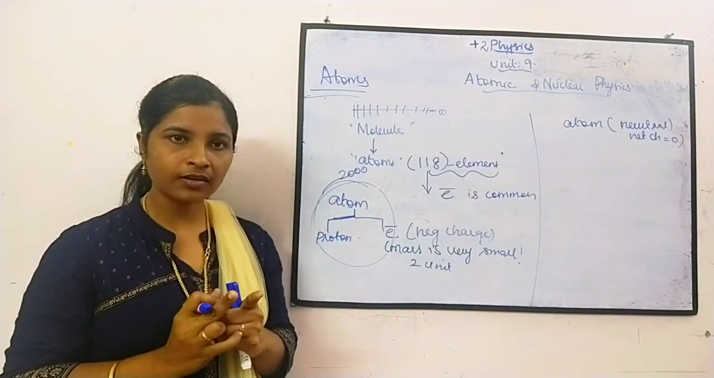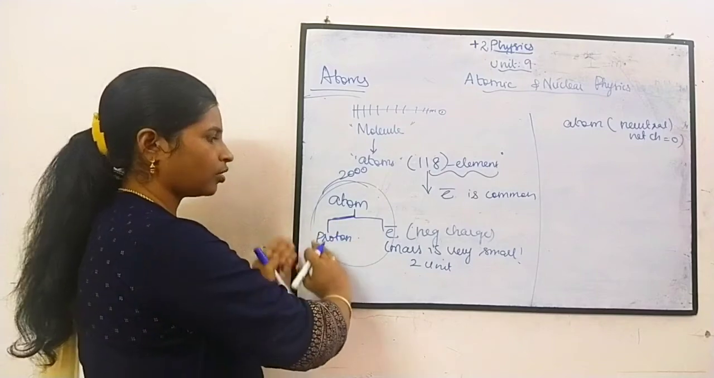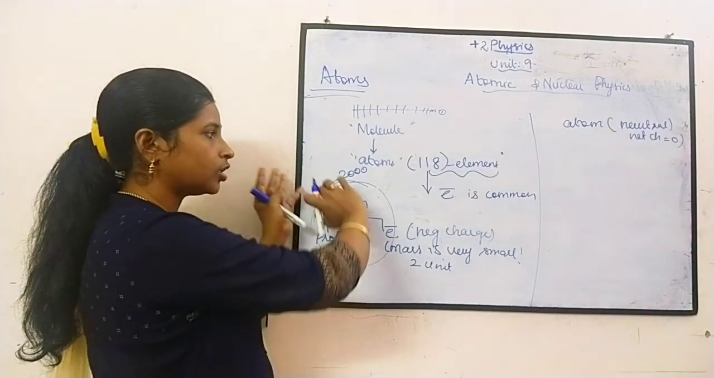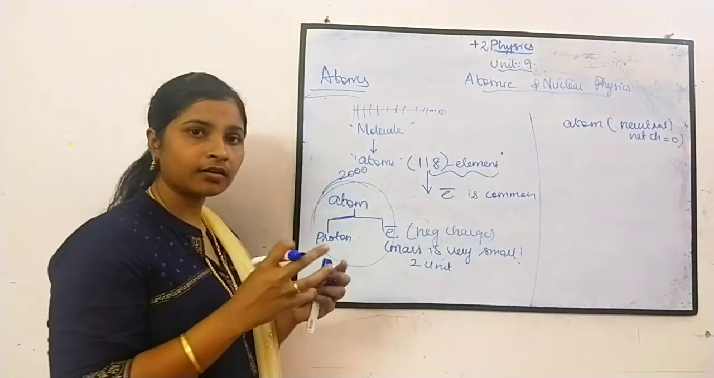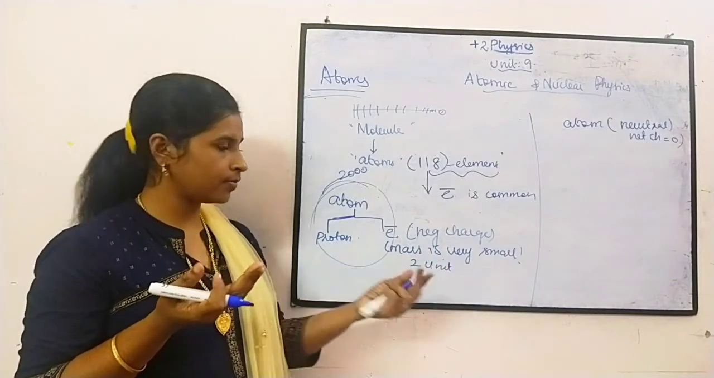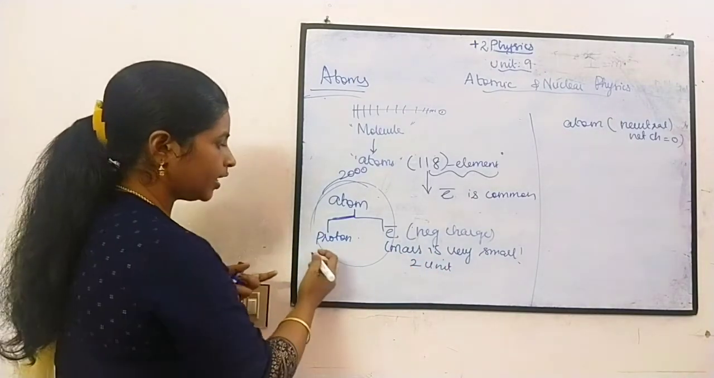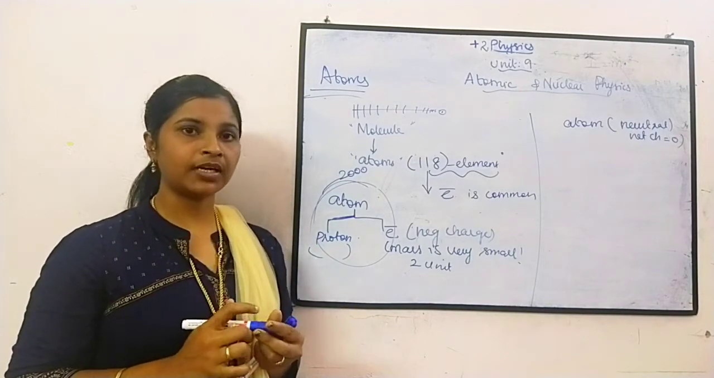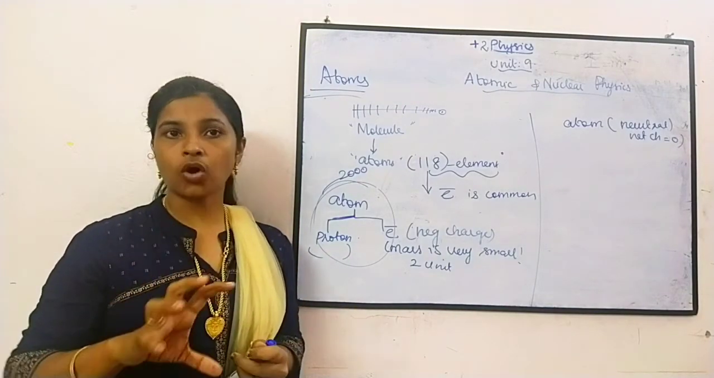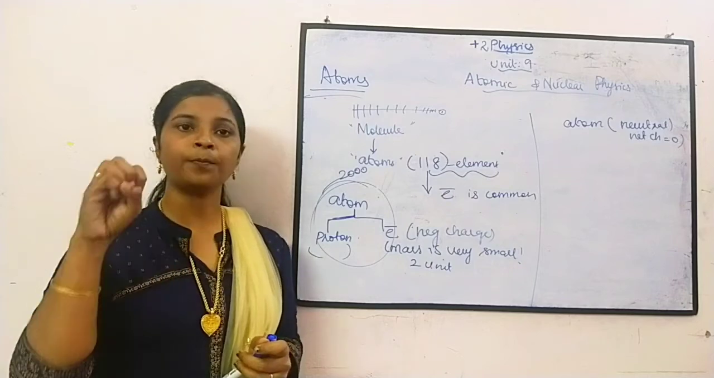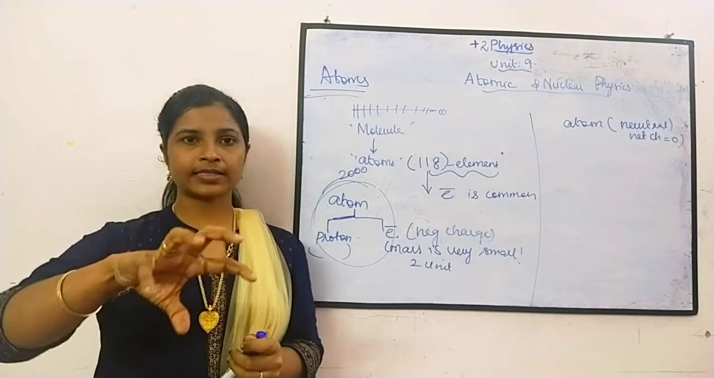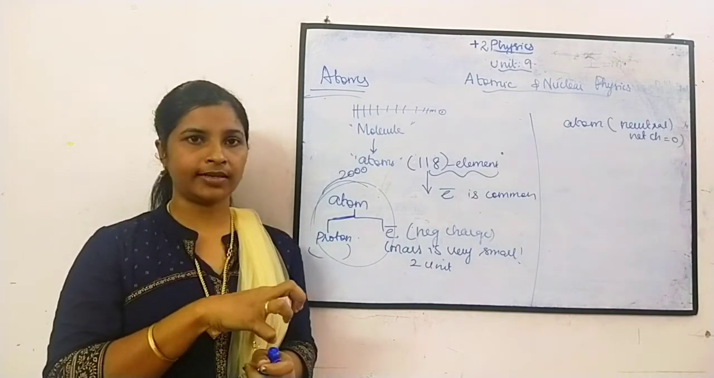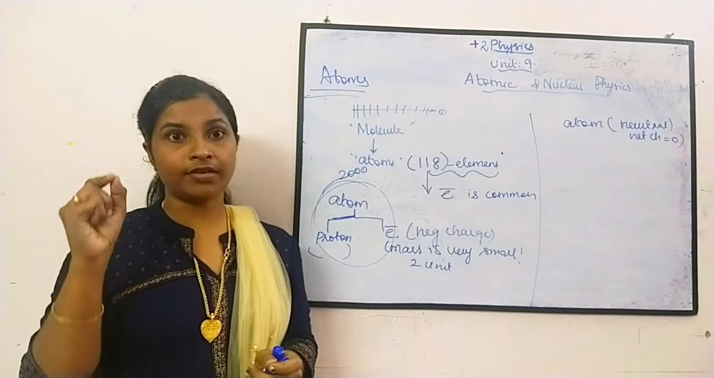That means the atom is made up of protons and electrons. The electron's mass is only 2 units out of these 2000. The remaining units are for the proton. So naturally they concluded that the entire mass of the atom is occupied by the proton. Proton has the maximum, almost all the mass is in the proton, and the mass of the electron is very small.